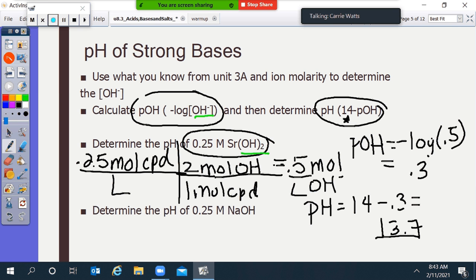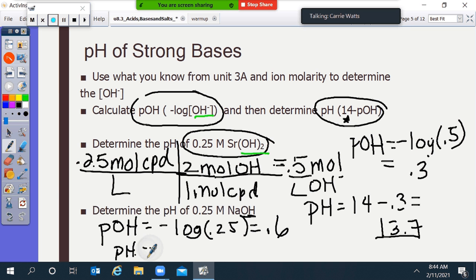Now let's look at this next one. You can see you have a 1-to-1 ratio, so I really don't have to do anything. It's a lot easier. So the pOH is the negative log of 0.25, and I get 0.6, and then pH is 14 minus 0.6, which is 13.4. I should have had you guys do this one yourselves.